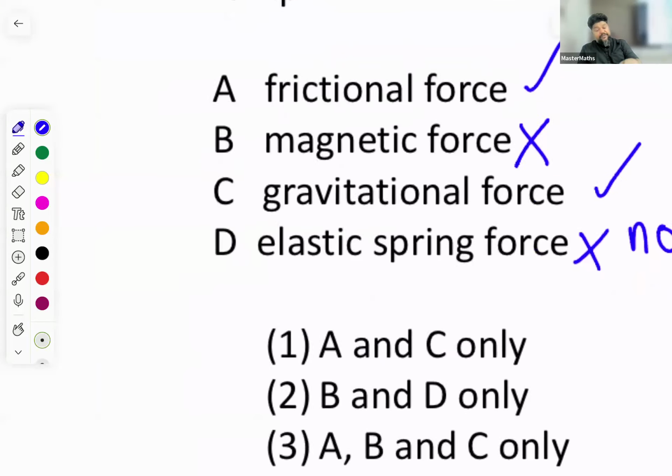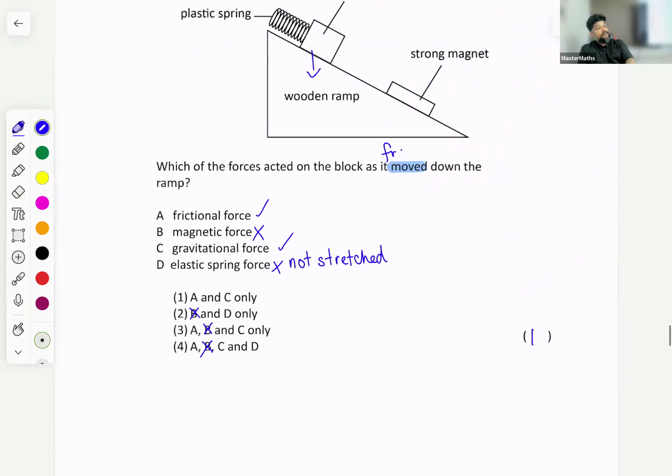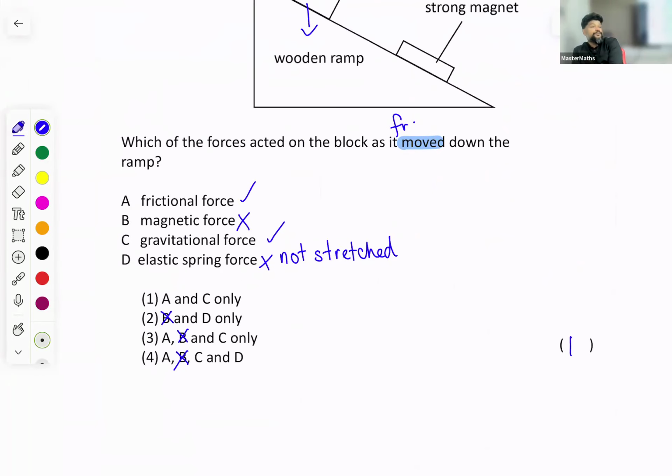Or in other words, even if you don't know whether there is an elastic spring force or not, you know that magnetic force is definitely out. Based on that, you eliminated the other three options. Did you get it correct? What do you choose?